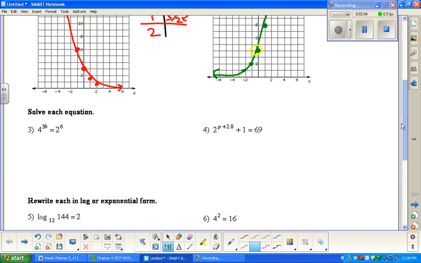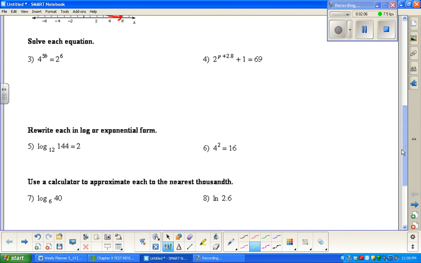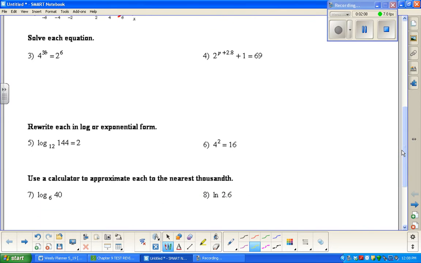Okay, then a couple equations to solve where the variable is part of the exponent. Remember, sometimes you can write both sides with the same base, and sometimes you can't, and you'd have to use a logarithm. This one looks like I can. I see the base over here is 2, so if I can write this 4, I recognize 4 is 2 to the second power.